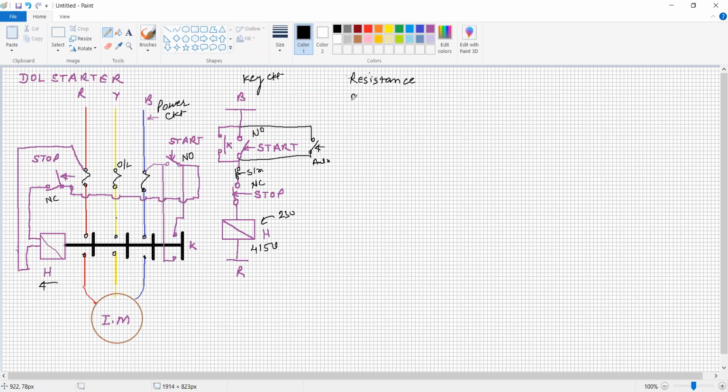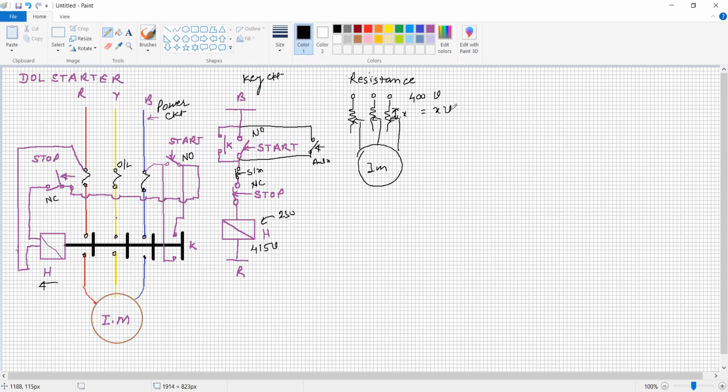In this case, three equal variable resistances are inserted in series with the motor, by which we can reduce the voltage at the time of starting. Say the rated voltage is V, and if you connect the starter, X percentage of the voltage gets applied to the induction motor.